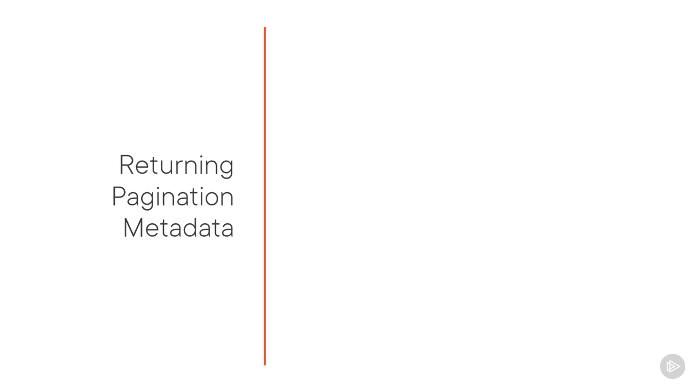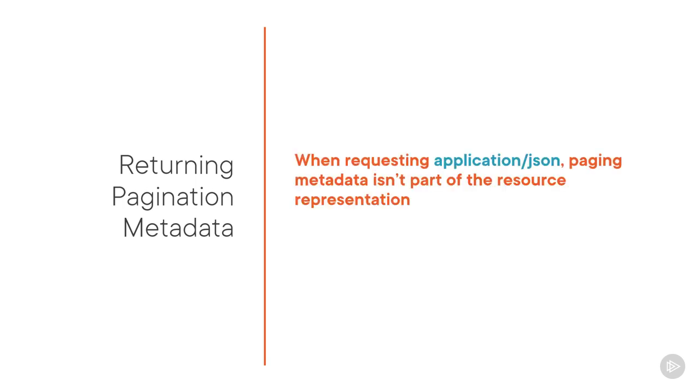So, when requesting application/json, pagination information isn't part of the resource representation. It's metadata related to that resource. And metadata, that's something that's put in a response header. The consumer can then parse that header to get that information. So that's what we should do. We should create a custom pagination header like X-Pagination.